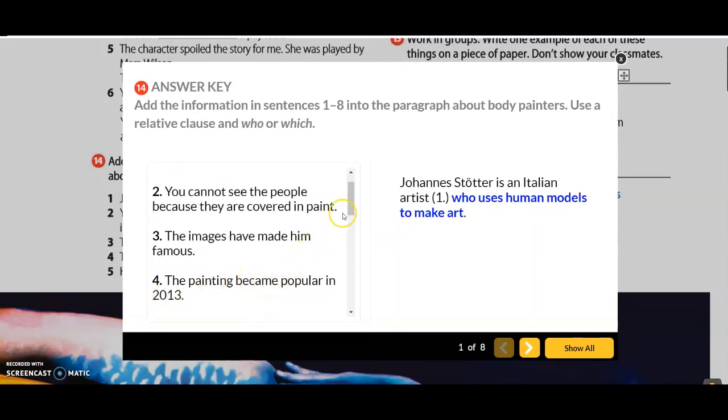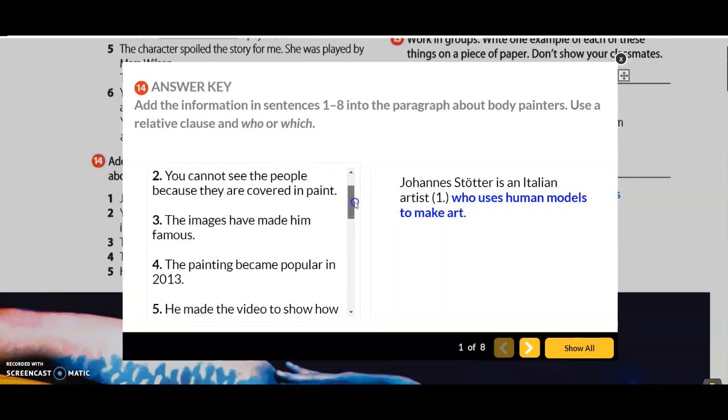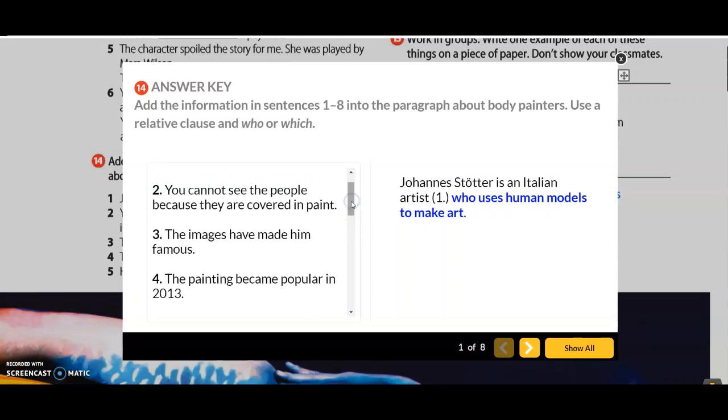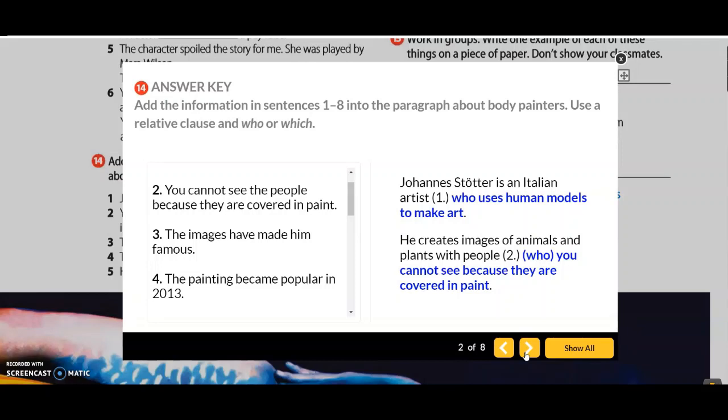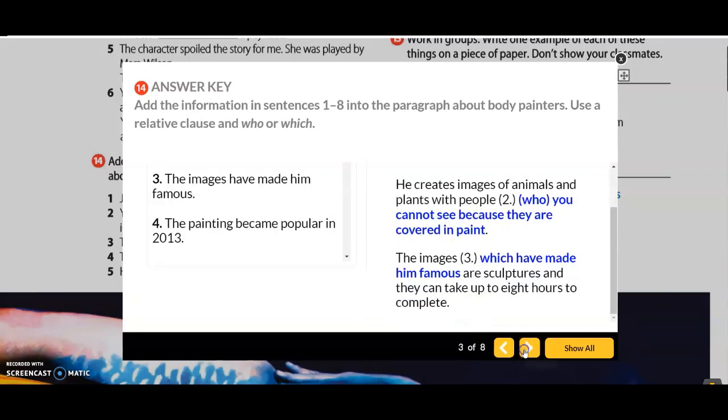Okay guys, so now you have answered by yourself. We're going to check if you are correct, and if you are not correct, just erase what you wrote and then complete it with the correct one. So number 2, you cannot see the people because they are covered in paint. He creates images of animals and plants with people who you cannot see because they are covered in paint. Number 3, the images have made him famous. The images, which have made him famous, are sculptures and they can take up to 8 hours to complete.